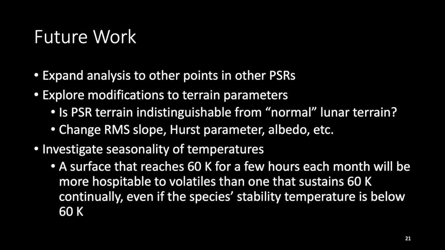Finally, we can investigate the seasonality of temperatures, specifically how much time each pixel spends at its maximum temperature. This is important because a surface that spends a few hours each month at, say, 60 Kelvin will be much more hospitable to volatiles than one that sustains 60 Kelvin continually, even if the species' stability temperature is below 60 Kelvin. Although both will lose volatiles if the loss rate is greater than the deposition rate, the mean loss rate will be lower if the surface experiences occasional temperature spikes rather than sustained high temperatures.